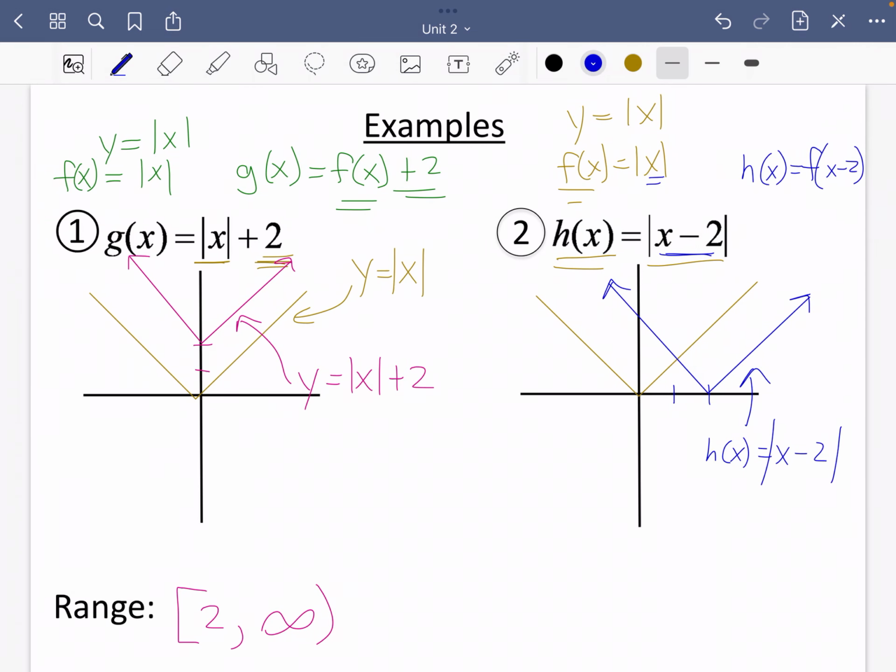What is the range for this? Well, it was not shifted up and down, so the range didn't change. The range is still 0 to infinity. The y values that we see start at 0, and they go up to infinity. So the blue graph in the second one, that is the graph that we are looking for. The pink one in the first one, that is the graph that we are looking for.